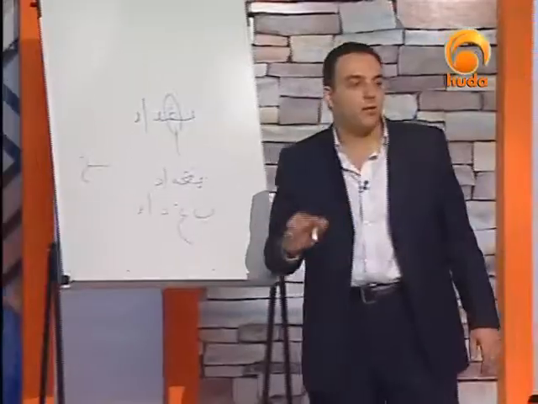So generally speaking, when ghain comes in the final position, sometimes it is connected, sometimes disconnected. If it is disconnected, we have a tail. If it is connected, we also have a tail. We must put the dot above the letter. Well, this is about ghain.